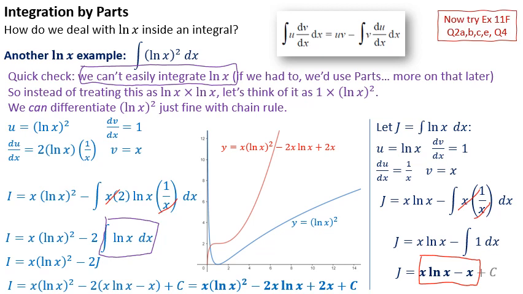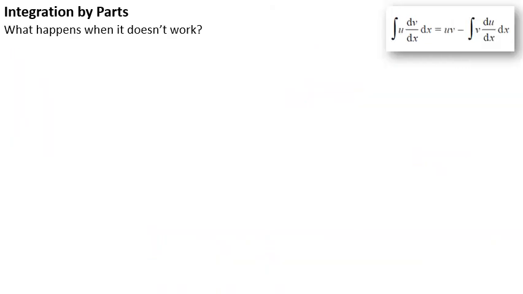There's a bunch more questions you can now try, quite a few of question 2. We did question 2D, that was the example I've just worked through. And you can also try question 4. Now, I'm going to look at some examples where integration by parts doesn't work.